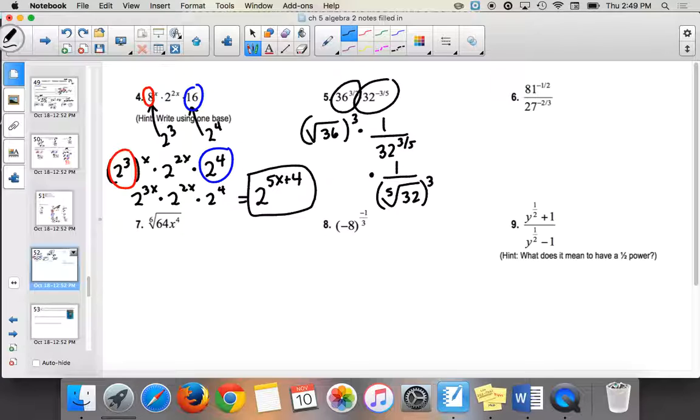6 to the 3. Yeah, it's 216. So it was 6 cubed. How about the next one? So the 5th root of 32. 2. Is 2. 2 cubed is 8. So putting this together, I have 216 times 1 over 8, which is really the same as 216 over 8.